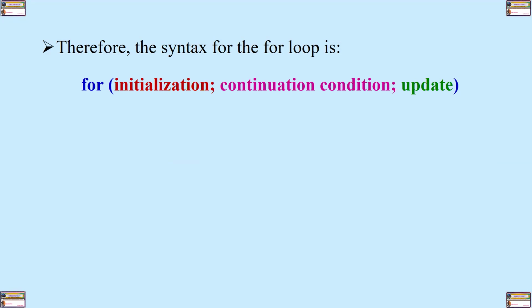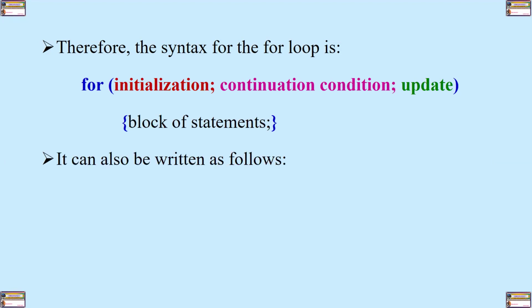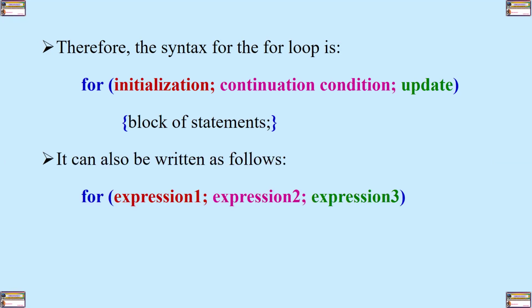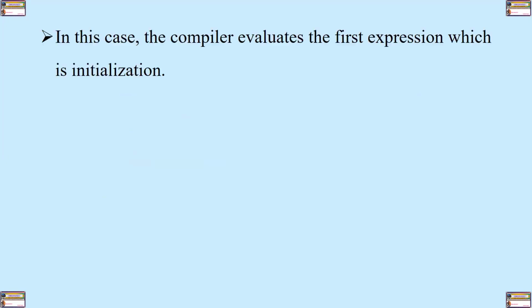Therefore, the syntax for the for loop is for initialization, continuation condition, update, then block of statements. What does this mean? It can also be written as follows. We have expression 1, expression 2, expression 3, and then block of statements. The question is, what does expression 1 do? What does initialization do? What does continuation do, which is expression 2? And what does update do, which I'm calling expression 3? This is how it works.